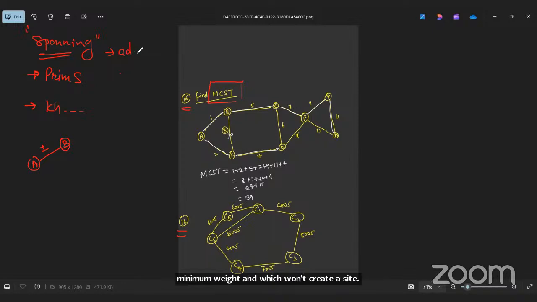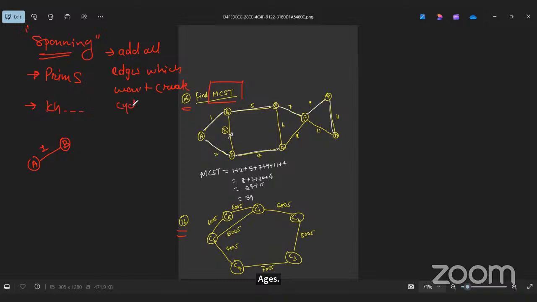Now Prim's algorithm says that add all those edges which are minimum weight and which won't create a cycle. So we have to add all edges which won't create a cycle and have minimum weight. Right? So from here, I have two choices. I can add the edge with weight 3 and I can add the edge with weight 2. So again, I have to consider the minimum one. So I'll consider the edge which has weight 2. Okay, let's consider any other graph. Okay, fine. We can consider the same.